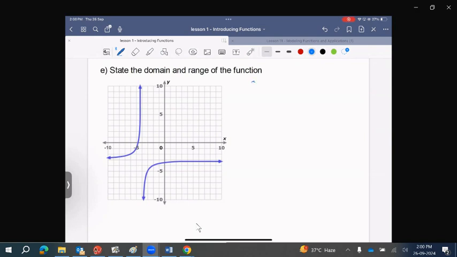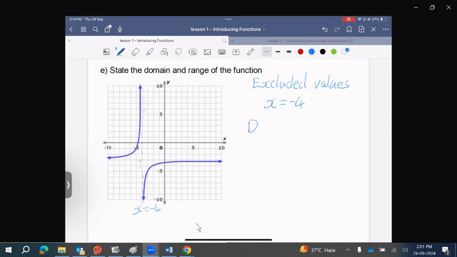There are excluded values. We can't have any x value here. This is x is equal to -4. So x equals -4 is an excluded value.